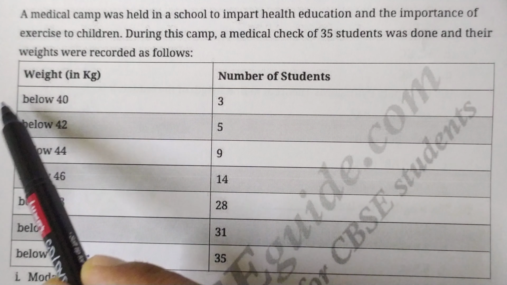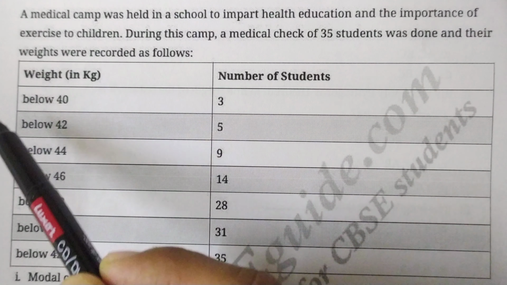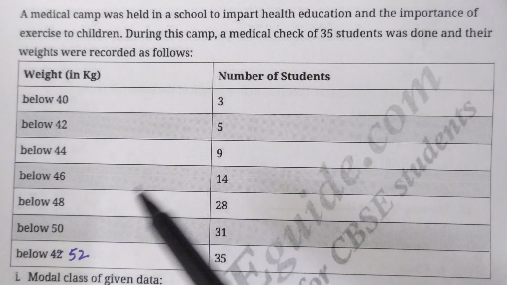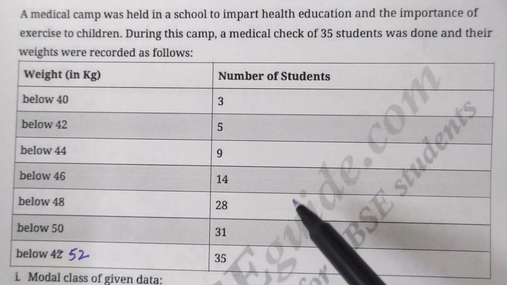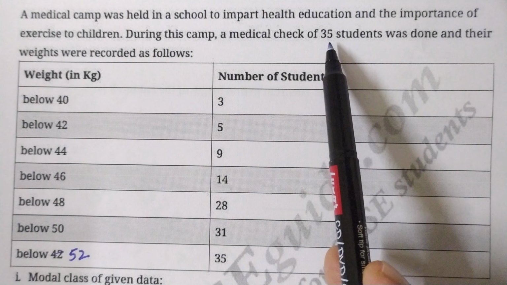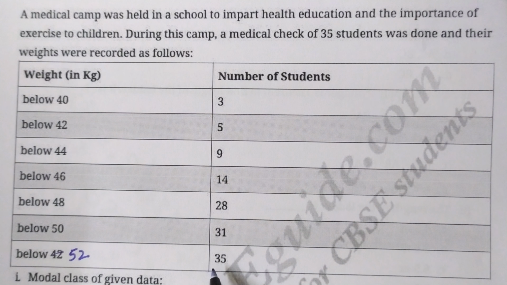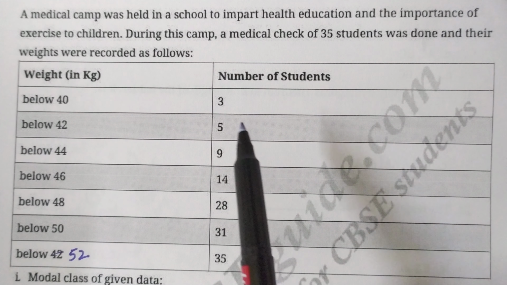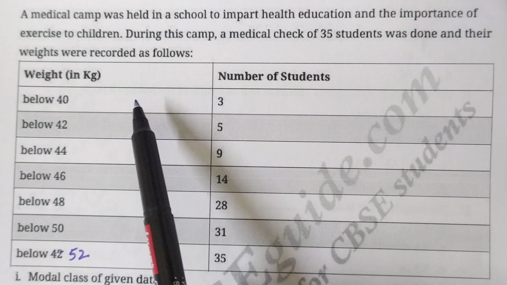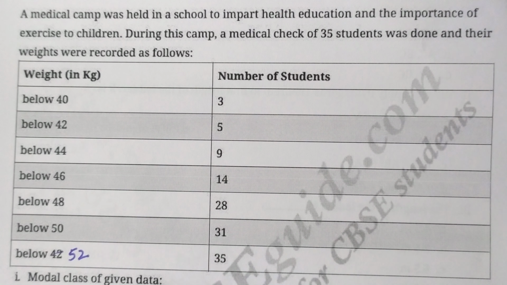So first of all we need to change this into class intervals, because these are not already given in class intervals. And this is not frequency, this is a cumulative frequency, because there are total 35 students, and in the last column also 35 is coming. So it means it is cumulative frequency. We have to change this cumulative frequency into frequency, and here class intervals. Then we will give the answer of the following questions.